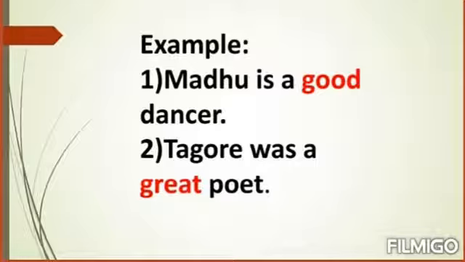In the first sentence, good is an adjective and it tells us what kind of a dancer Madhu is. In the second sentence, great is an adjective and it tells us what kind of poet Tagore was.